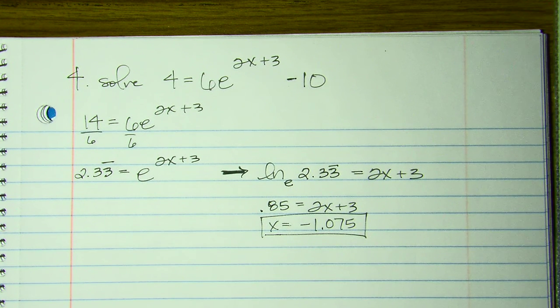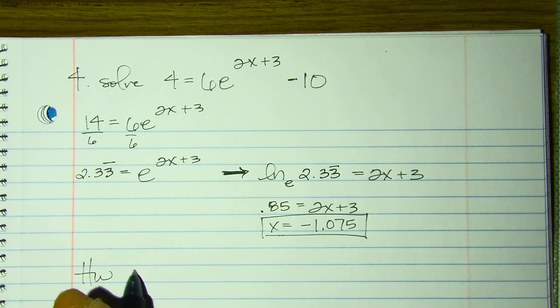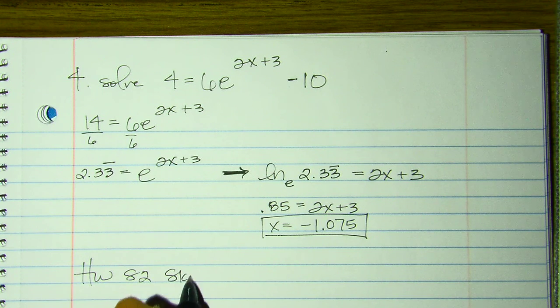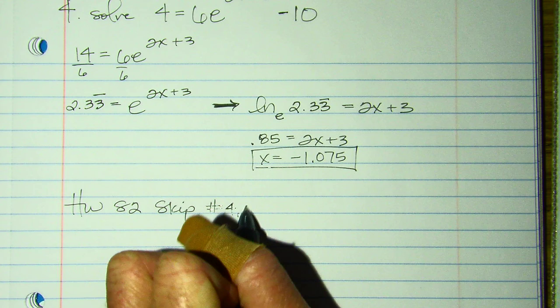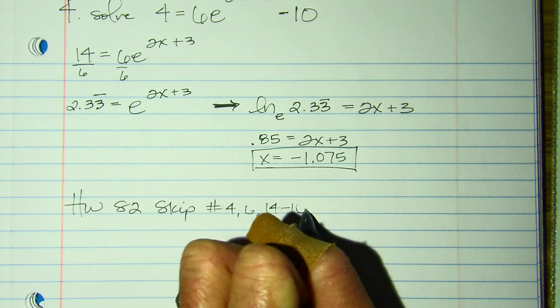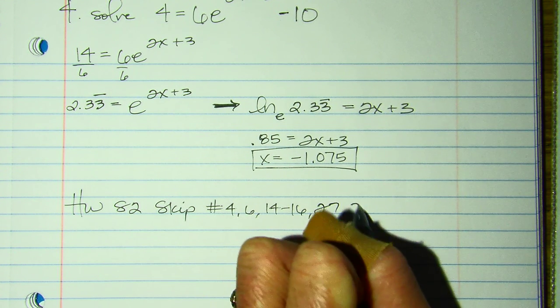That should cover all the types of problems you see for this lesson. So for homework 82, you're going to skip numbers 4, 6, 14 through 16, 27, 28, and 30.